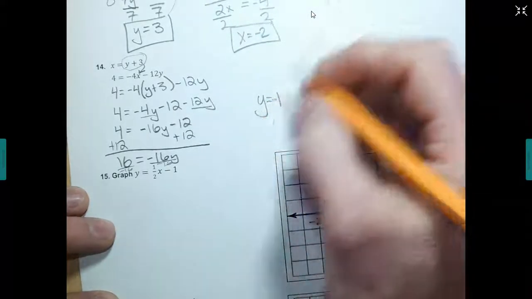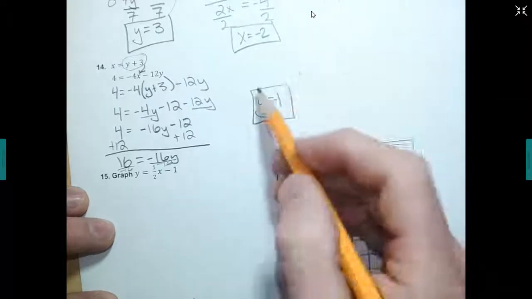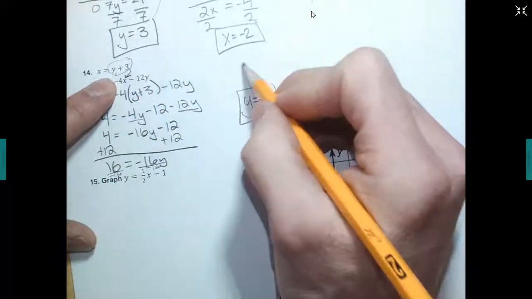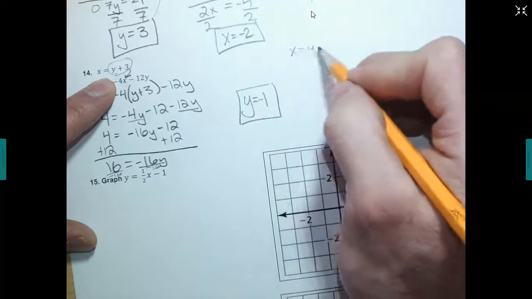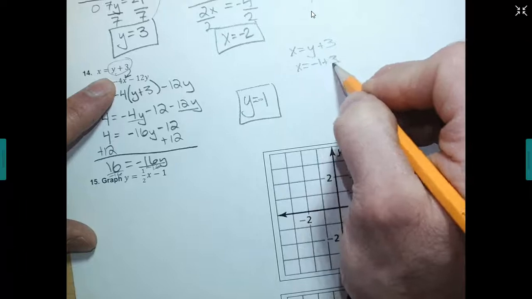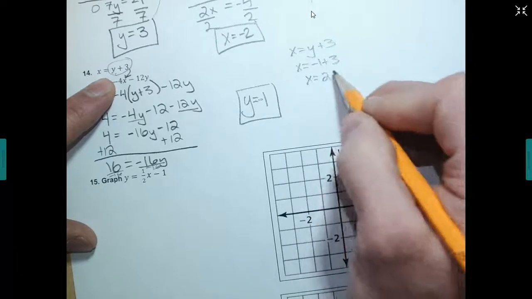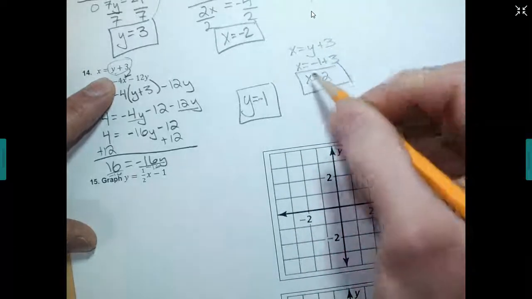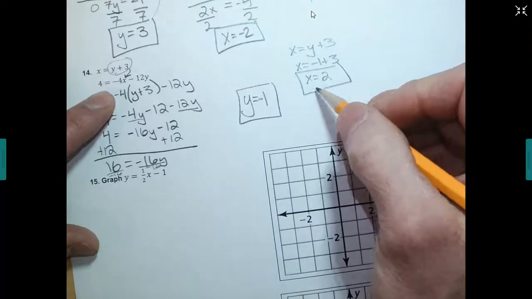Now I'm going to plug this back into here. So I have x equals y plus 3. x equals negative 1 plus 3. x equals 2. So if I plug this in, I should get a true statement.